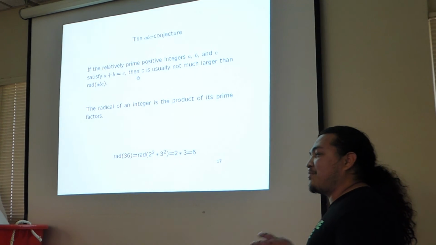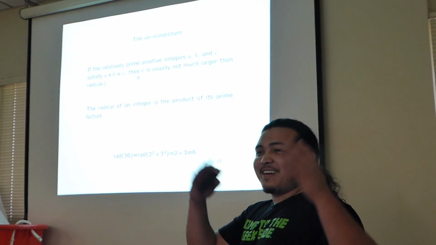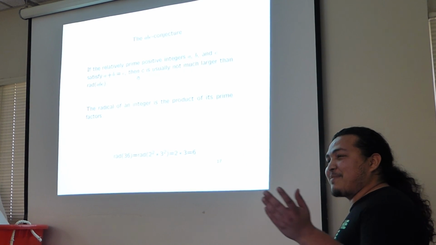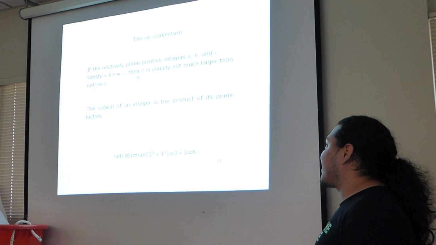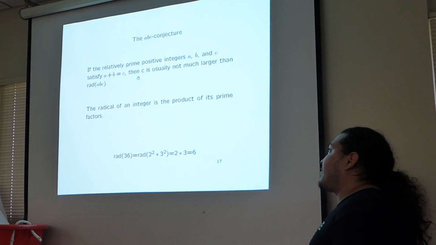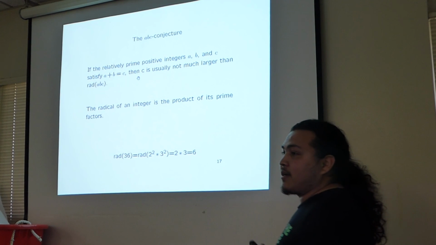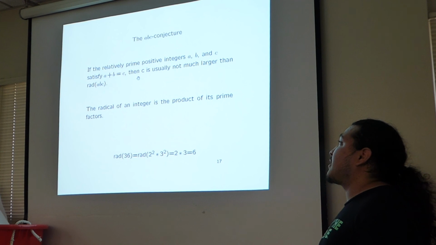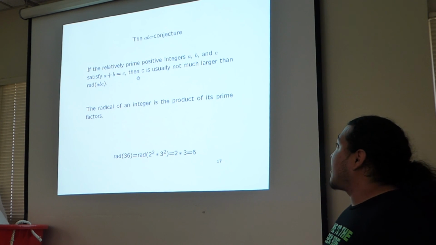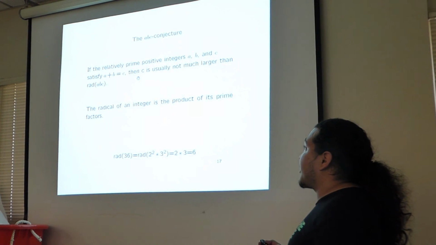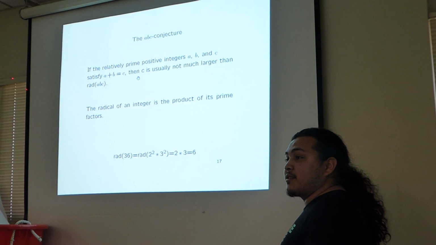So this is the money. All the math professors should know the ABC conjecture. It's a famous conjecture in number theory, not been proven. So the ABC conjecture states that if you have relatively prime numbers A, B, and C, and they satisfy the condition A plus B equals C, then C usually isn't much larger than the radical of A times B times C. So again, the radical of an integer is the product of its prime factors.